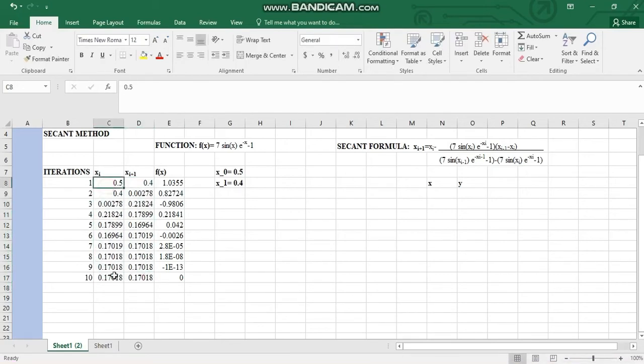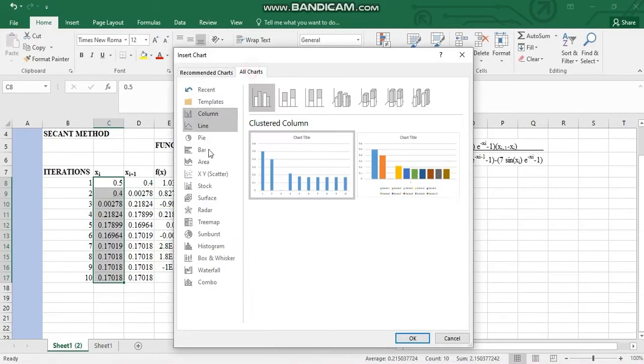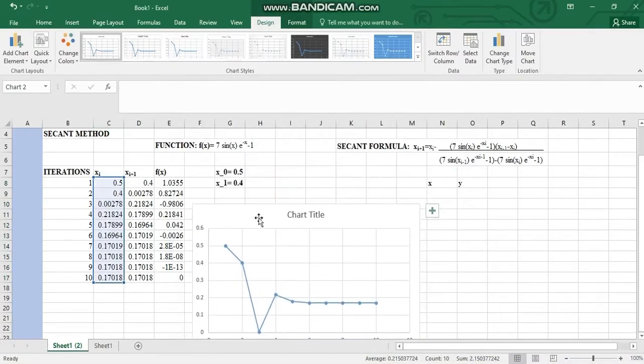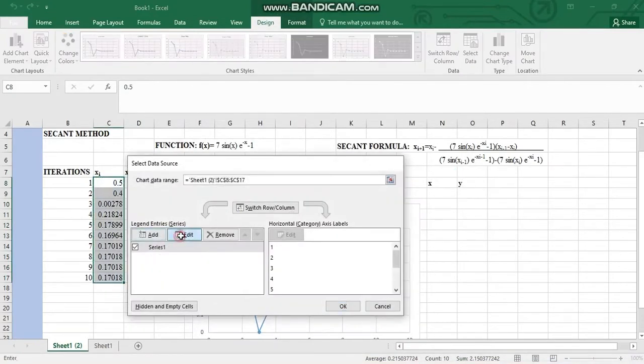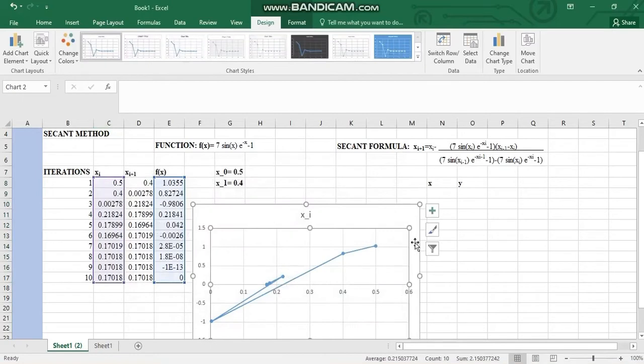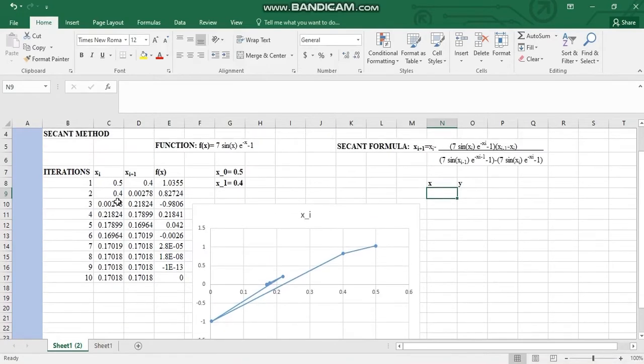Then next is highlight the x value to form a chart. And we will use a scatter with straight line and marker. Then right click, select data, edit, change the series name to xi, and for the x values, and for the y will be the value of the function. In getting the x value and the y values of the trend, we will use the lowest value as the starting line until the highest value, which is 0.5.